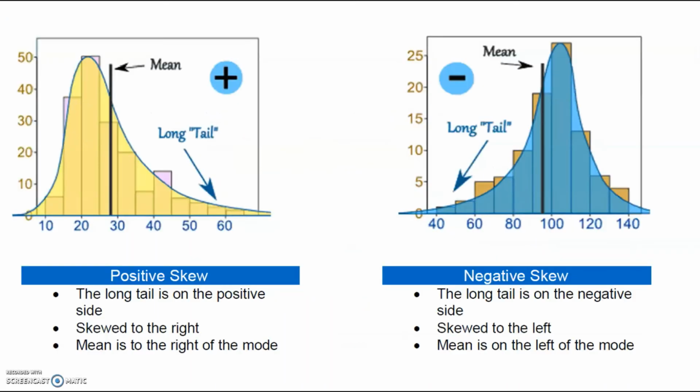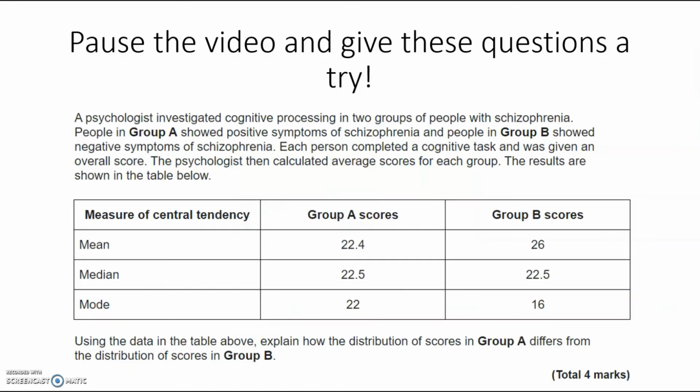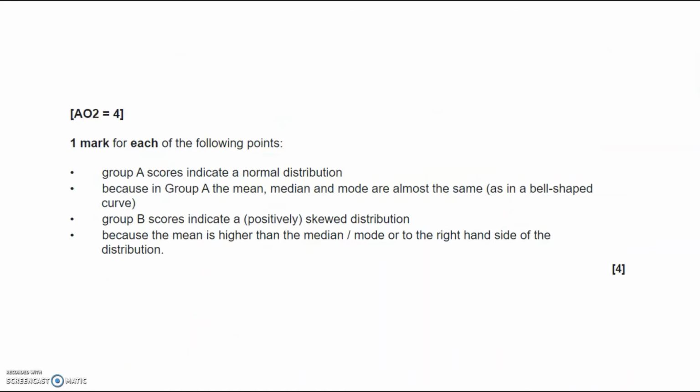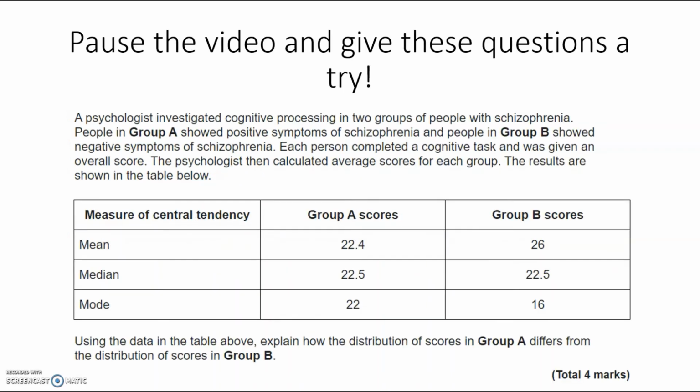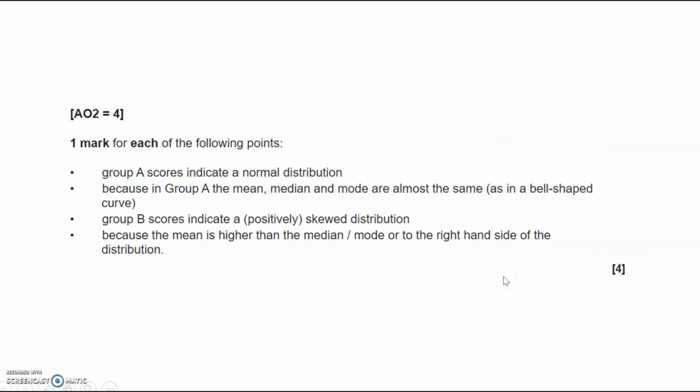So when we look at a positive skew, we know that the mean is to the right, it's higher, it's to the right of your mode. And that's what we see. If the mode is 16 and the mean is 26, that's what we would expect. So you get your marks there for saying that Group B indicates a positive skew distribution. The mean is higher than the median, correct, and the mode, correct, which indicates that there is a right-hand skew to the distribution, positive skew.